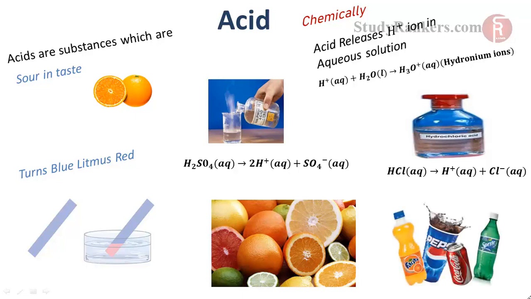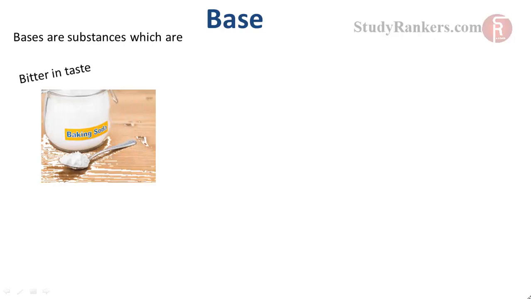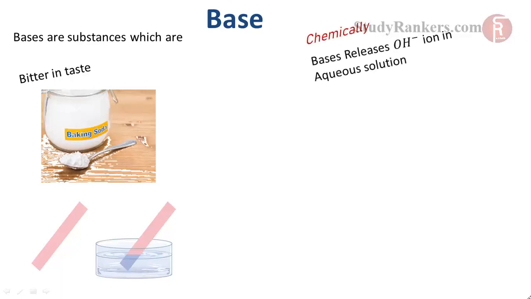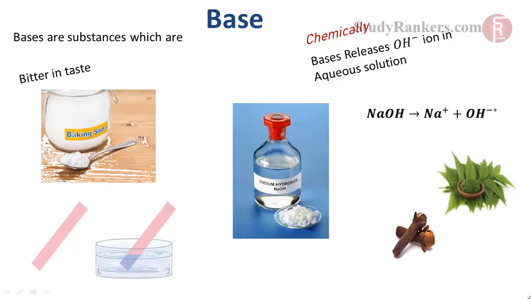Now, let's define bases. Bases are bitter, like baking powder. They turn red litmus paper blue. Chemically, we define a base as a substance which generates hydroxide or OH minus ions in aqueous solution. Here are some common examples like sodium hydroxide, which dissociates into sodium and hydroxide ions in aqueous solution. Bases are present in baking soda, neem and clove. So these are some day-to-day examples of bases.